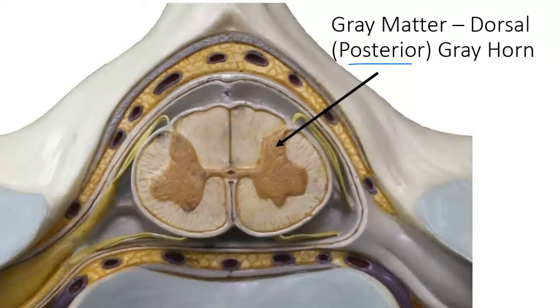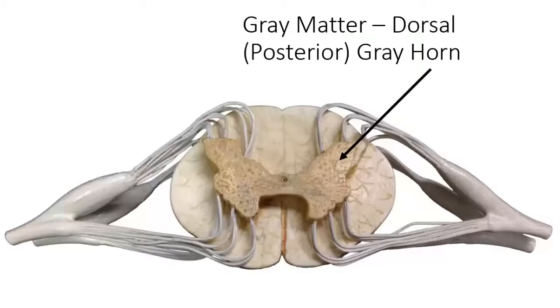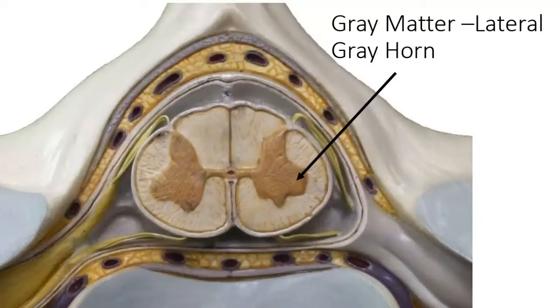That is where sensory neurons enter, from both the somatic sensory nervous system and the autonomic or visceral sensory nervous system. That's also where we'll see the cell bodies of the interneurons. Then you can see here the lateral gray horn.